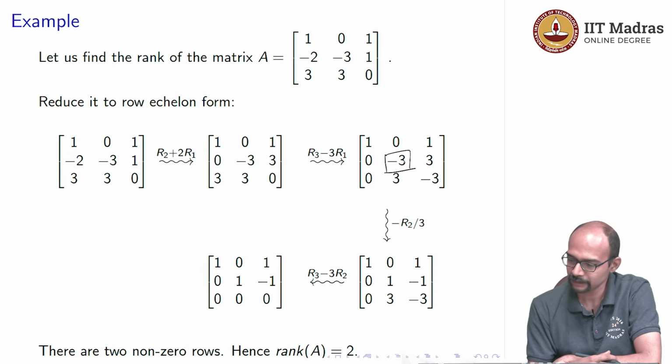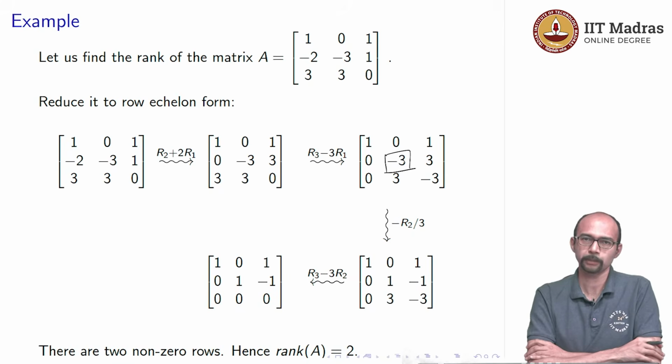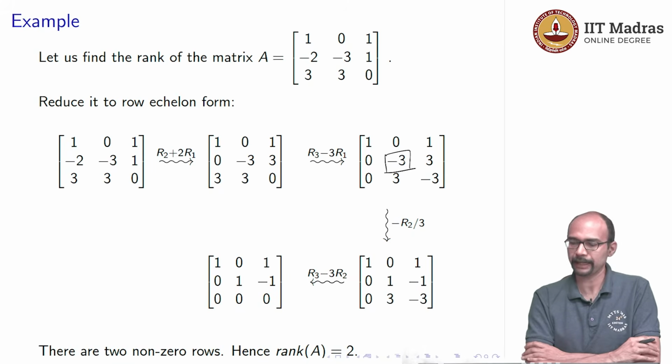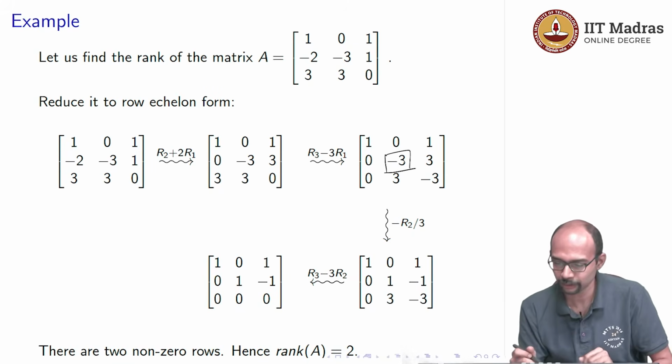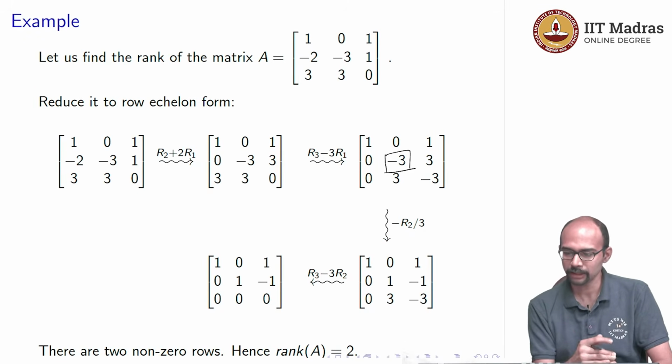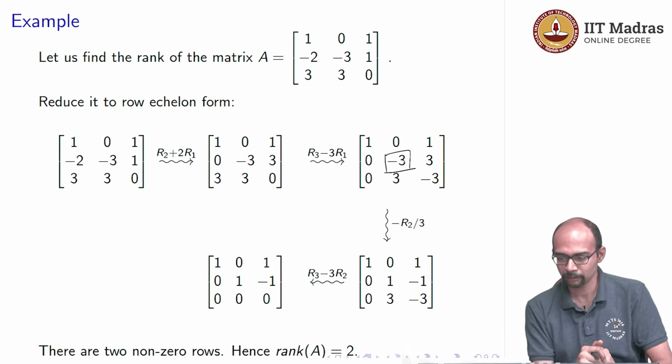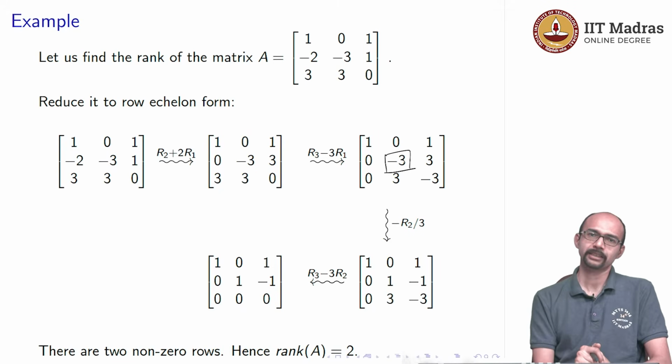to sweep out the second column below that 1. And if we do that, actually the third column becomes 0. So, you subtract 3 times the second row from the third row, and that gives you the final matrix 1 0 1, 0 1 minus 1, 0 0 0. And this matrix has 2 non-zero rows, and therefore, rank of this matrix is 2.